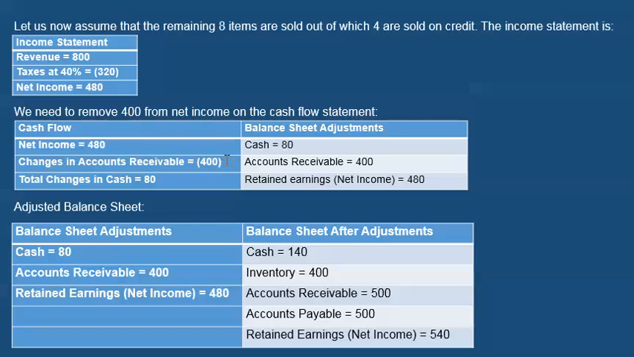Changes in accounts receivable negative 400. Total change in cash equals 80. Balance sheet adjustments, cash equals 80. Accounts receivable is 400. Retained earnings 480. Let's look at the adjusted balance sheet now. So cash will be 140. Inventory 400. Accounts receivable 500. Accounts payable 500. Retained earnings increased to $540.